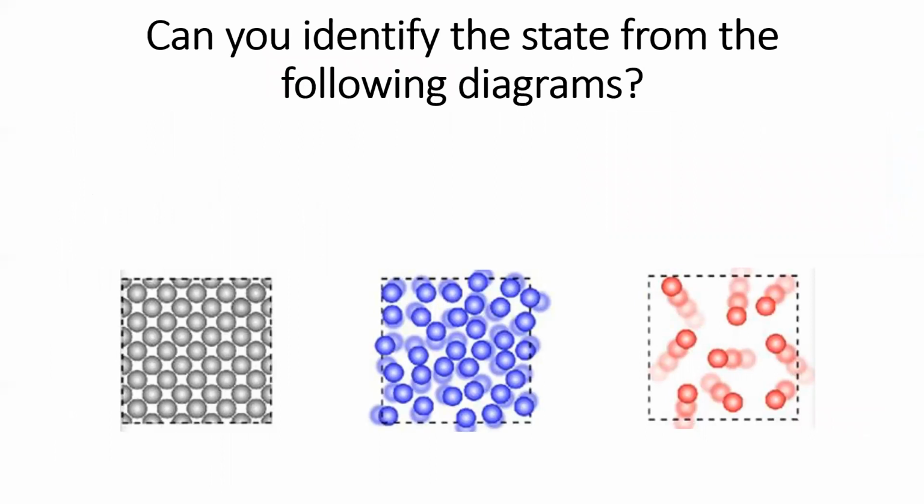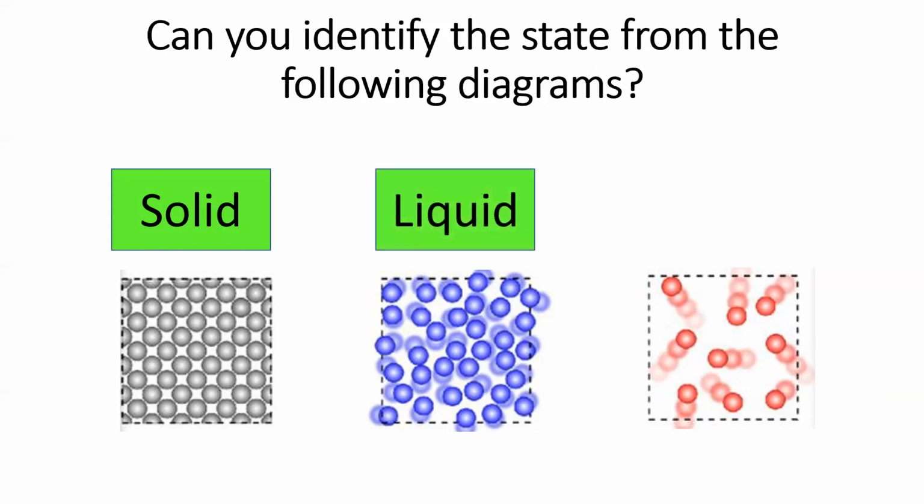Right, okay, to fully appreciate how conduction works, it's important that you understand the three states of matter. So hopefully you should all be able to identify the state from the following diagrams. So what would this diagram be? What would this diagram be? And how would you label this diagram? So hopefully you would have said that the first diagram represents the particles in a solid. The second diagram represents the particles in a liquid. And the final diagram represents the particles in a gas.